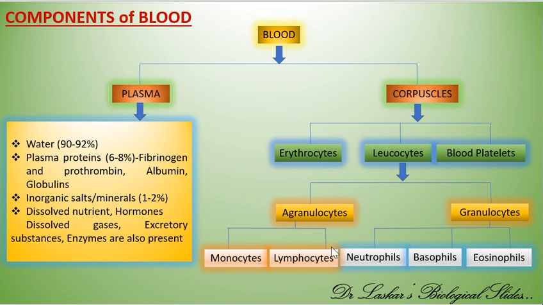Then lymphocytes. These are smaller leukocytes. They are of two types: B lymphocytes and T lymphocytes. These are produced in bone marrow and thymus, respectively, and mature in the spleen and lymph nodes. Lymphocytes produce antibodies, mainly the B lymphocytes, and provide immunity against infection.